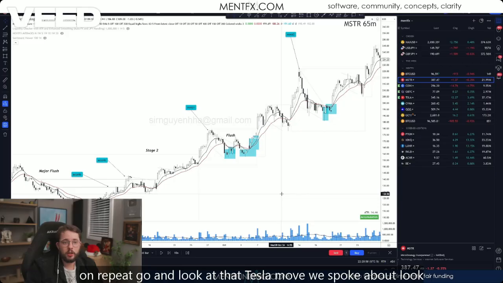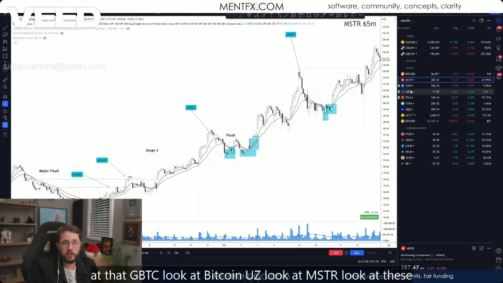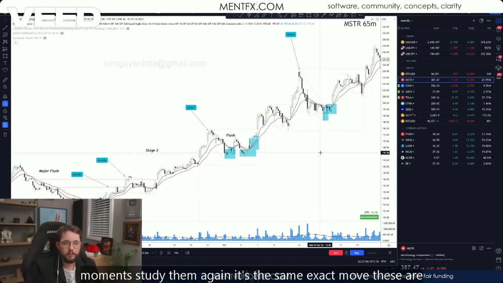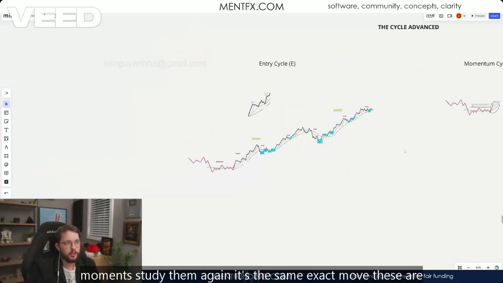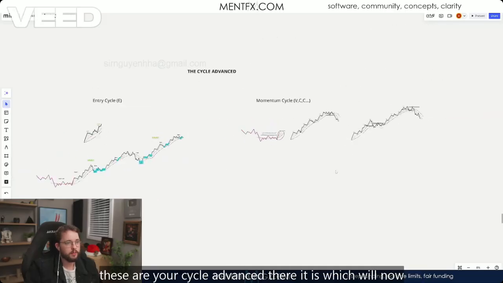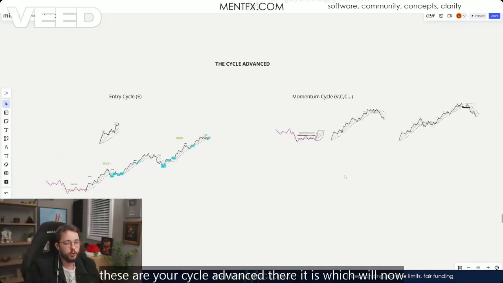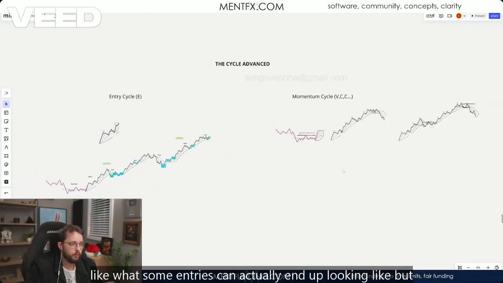It's the same thing on repeat. Go and look at that Tesla move we spoke about. Look at that GBTC. Look at Bitcoin USD. Look at MSTR. Look at these moments. Study them again. It's the same exact move. These are your cycle advanced. There it is, which will now input us back into entry advanced to really understand what some entries can actually end up looking like.